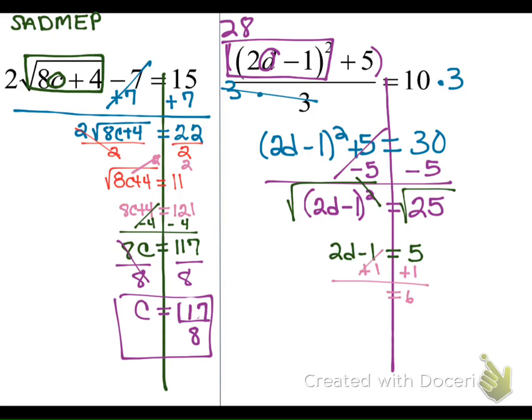On my left side I have 2d. How do I get the d by itself? Divided by 2. D equals 3.